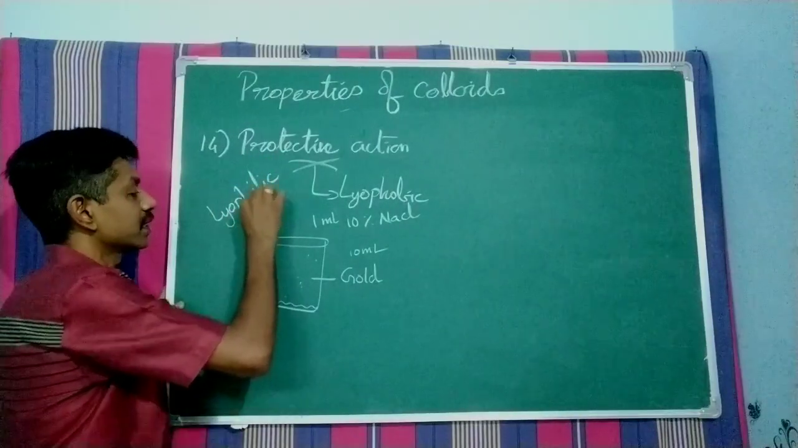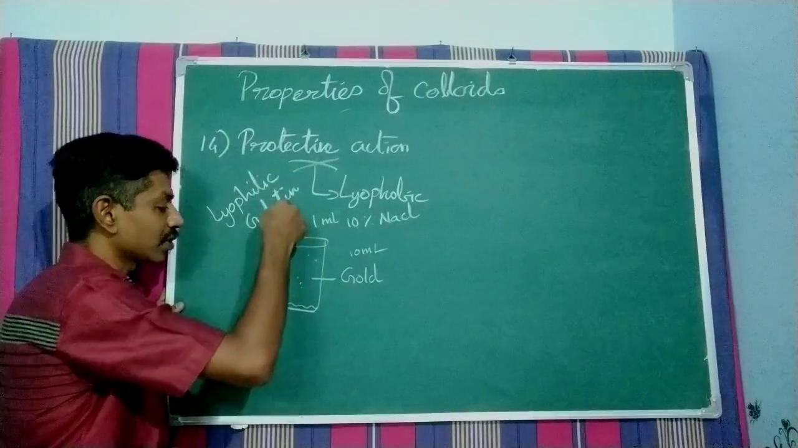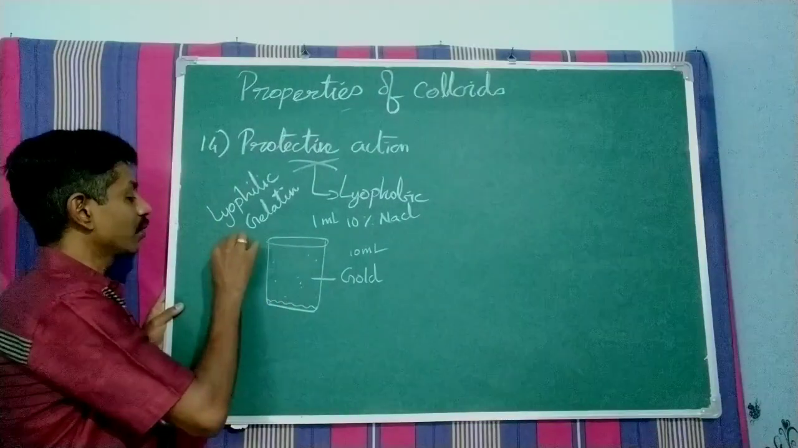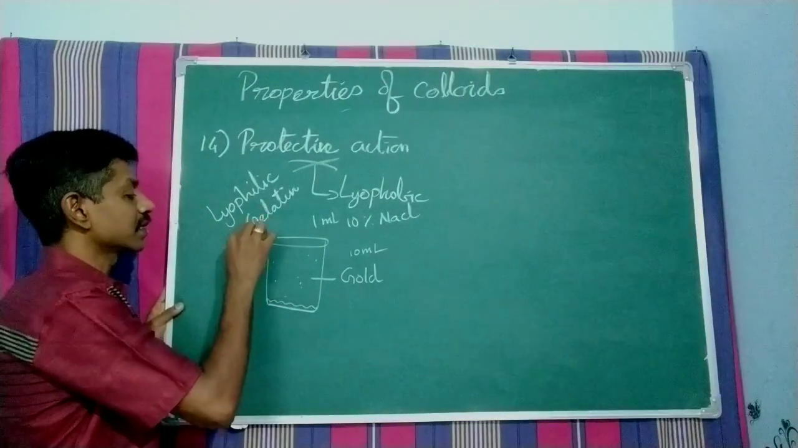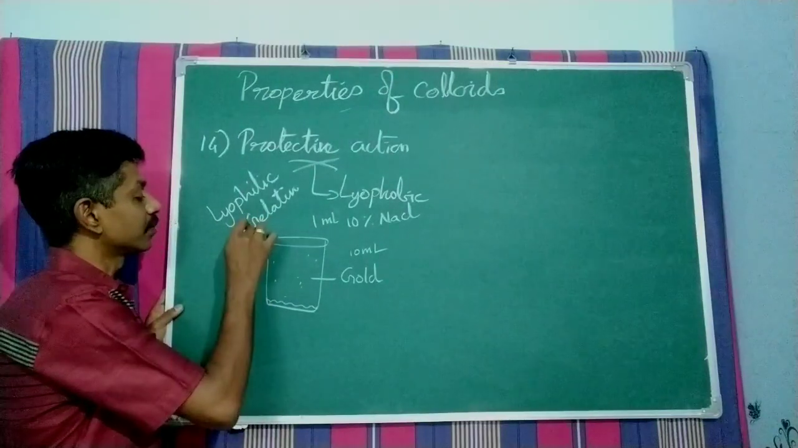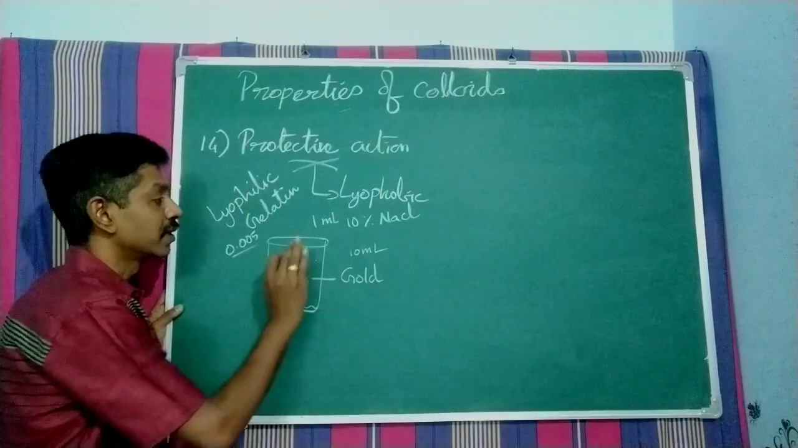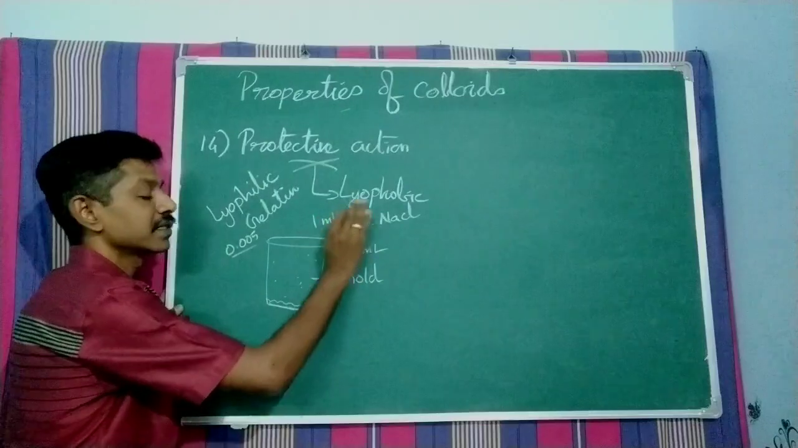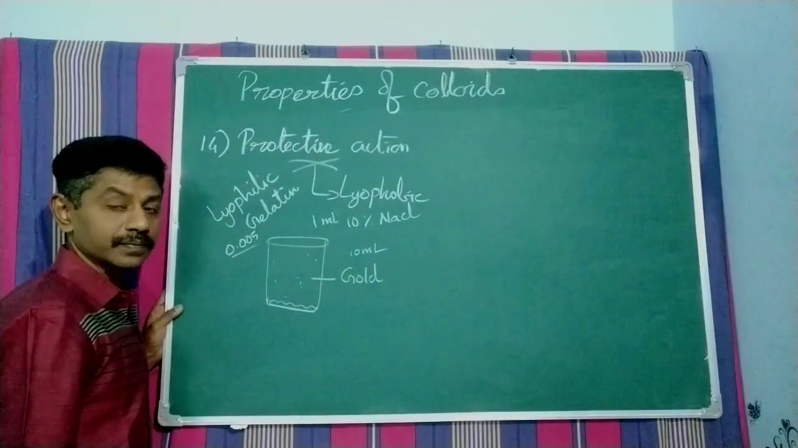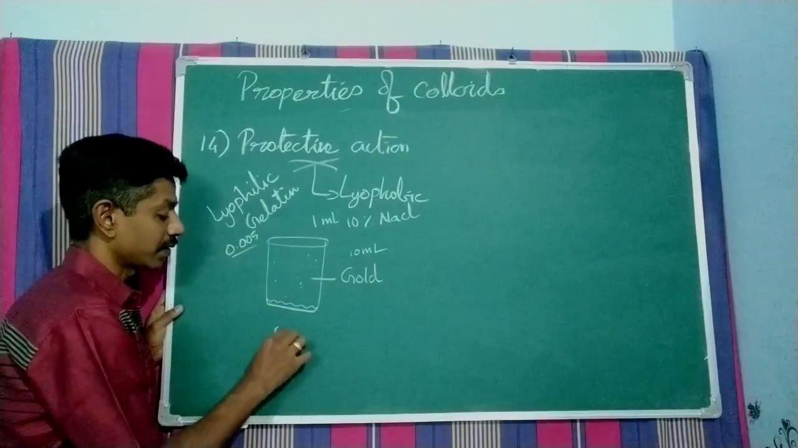Maybe we can take gelatin. Gelatin in water, you add a little. So maybe I am taking 0.005% of gelatin and adding it in milligrams. So this gelatin addition will start stabilizing the presence of gold in the colloidal form. So they call this the gold number.